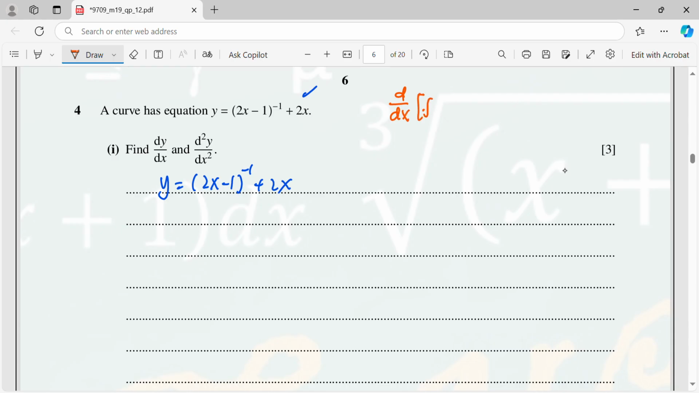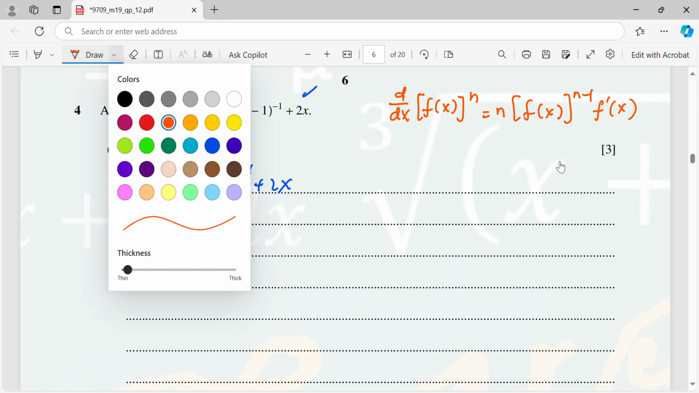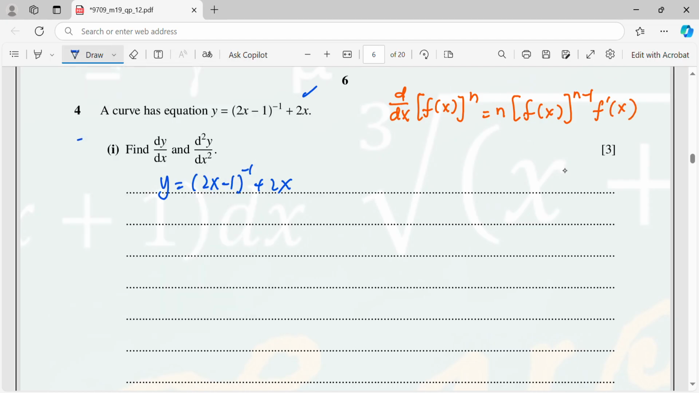Differentiate f(x) to the power n. You have to bring down the n, then rewrite the function. The power becomes n minus 1 and differentiate f(x) to get f prime(x). Then from here, I will bring down the minus 1. So now my dy/dx, bring down the minus 1, I will just write minus, rewrite the whole function. The power you minus another 1, so minus 1 becomes minus 2.